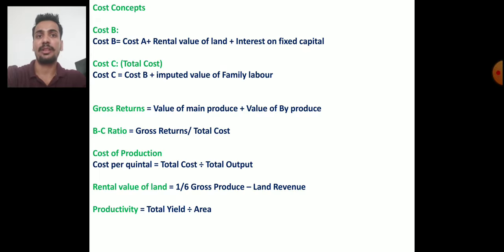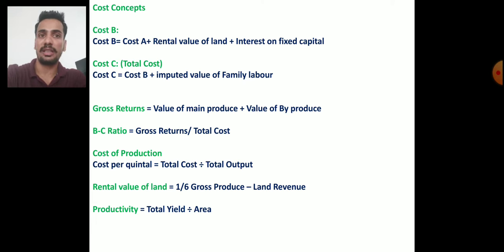So what is gross produce? Gross produce is main produce plus by-produce. The value of main produce plus the value of by-produce is equal to the gross produce.